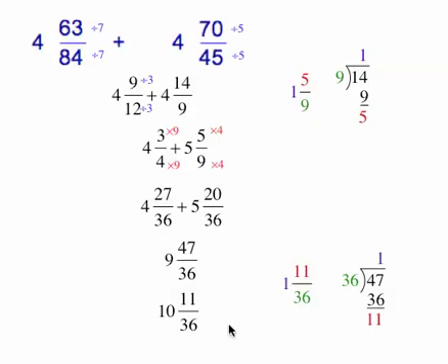Okay, let's review the steps quickly. So the first step was reduce. The second step was find a common denominator. The third step was to write each fraction as an equivalent fraction over that common denominator. The fourth step was to add, and the fifth step was to reduce. All right, so our answer is 10 and 11/36ths. Let's go back to the program and see if that's correct.